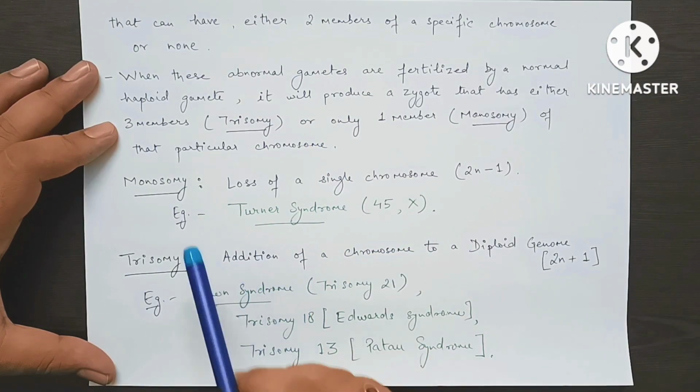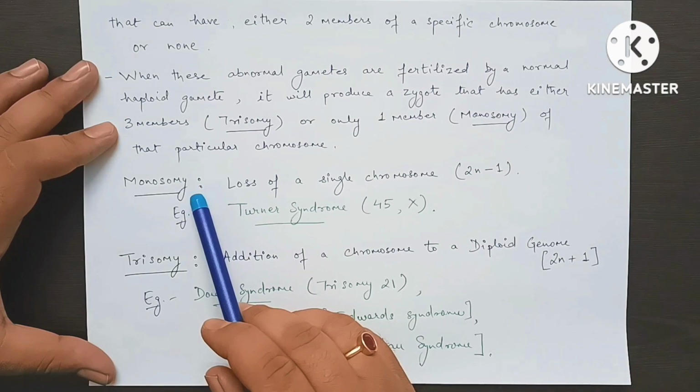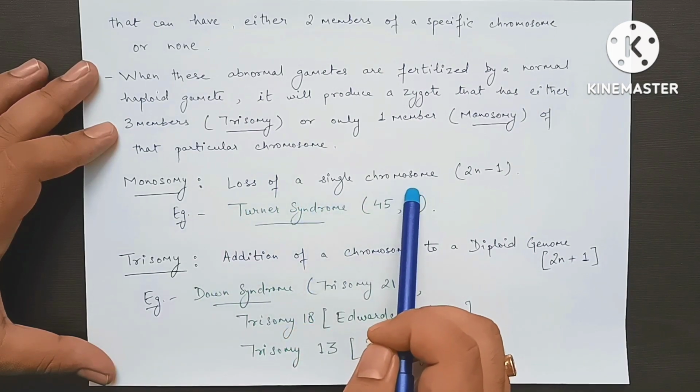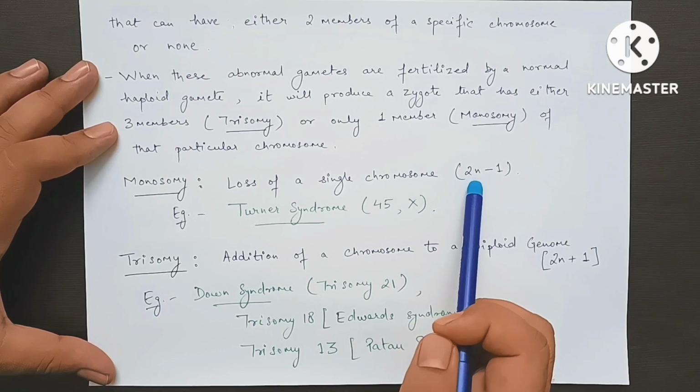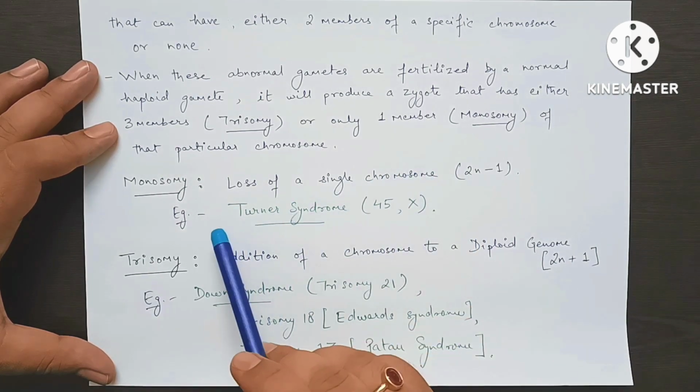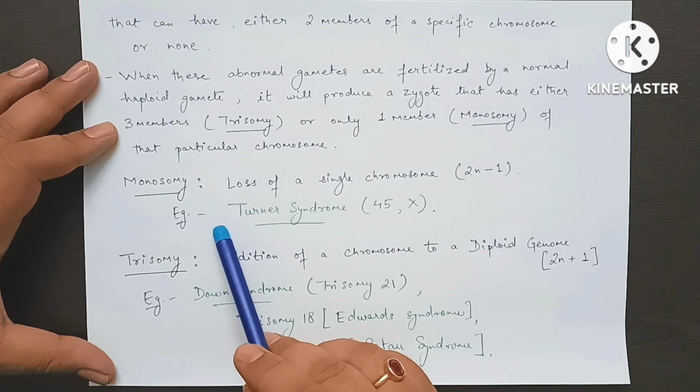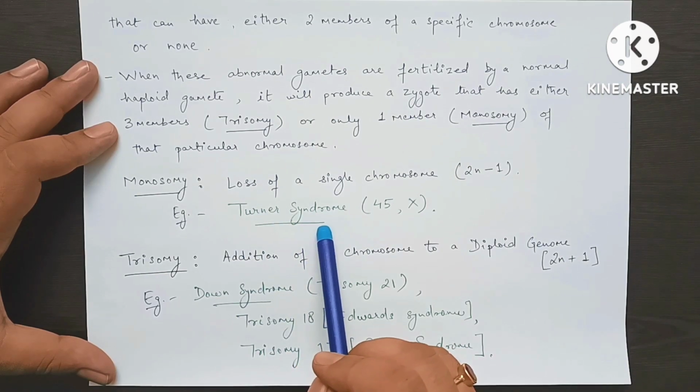Now, monosomy is the loss of a single chromosome represented by formula 2n minus 1. The example for monosomy is Turner syndrome, which was discussed in the previous video.